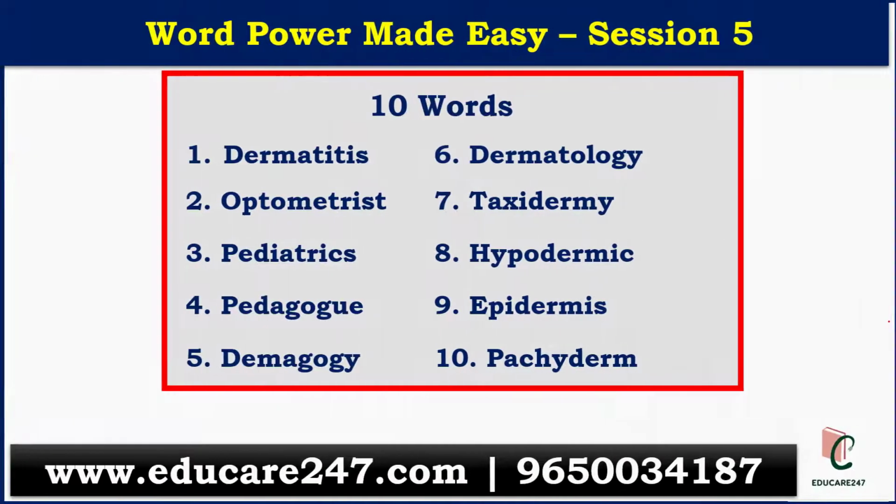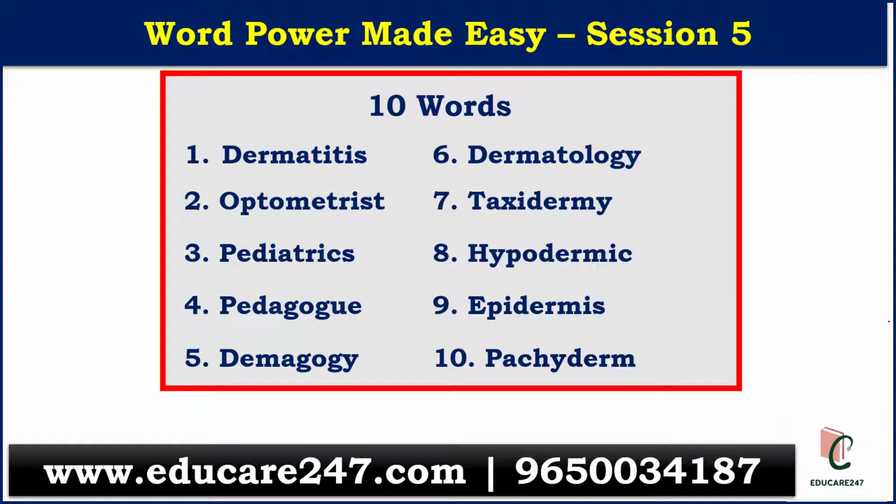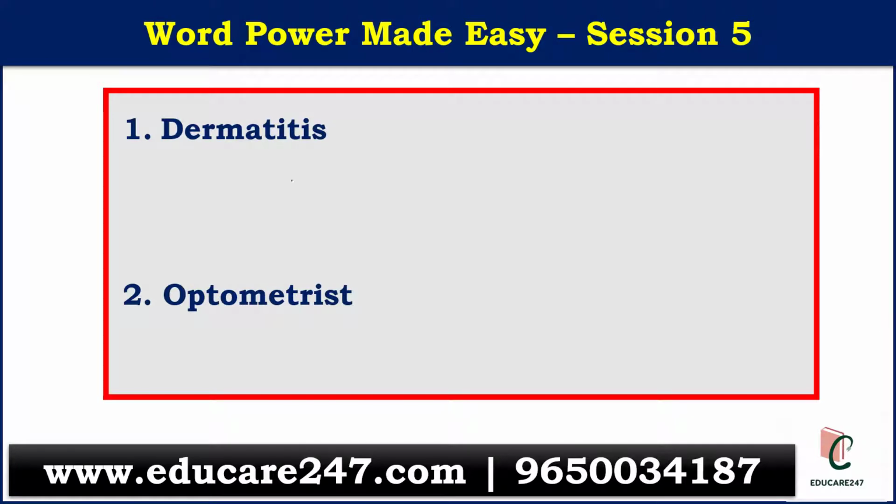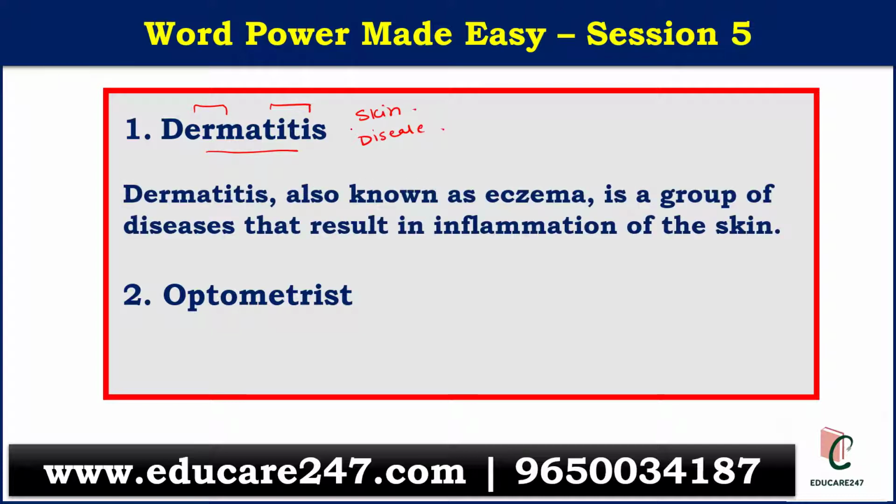Let's look at the words now. These will be the 10 words here. Let's start discussing their meanings one by one. The first word we have is dermatitis. Dermatitis is skin, from derma, and itis relates to disease. Dermatitis, also known as eczema, is a group of diseases that result in inflammation of the skin. Inflammation means to boil up or grow up, you could say.